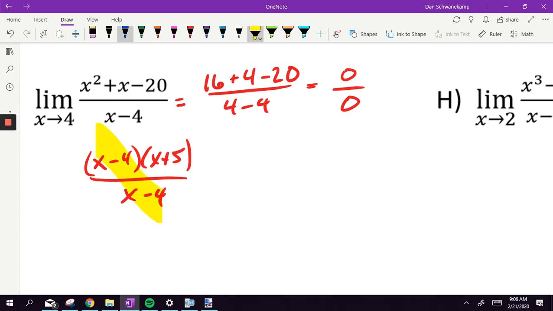We factored, we canceled, then we're going to plug back in. We're going to take 4 and plug it in right there. 4 plus 5, my answer is 9. Everybody good on that one?